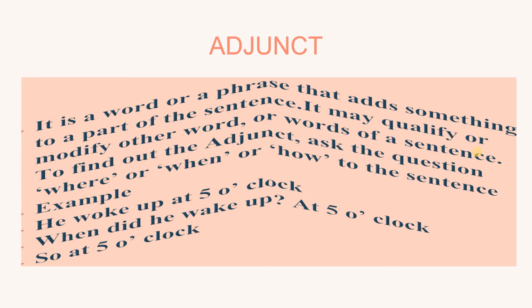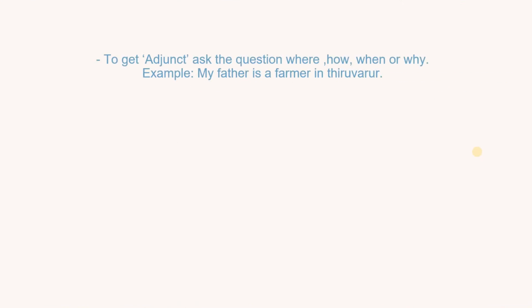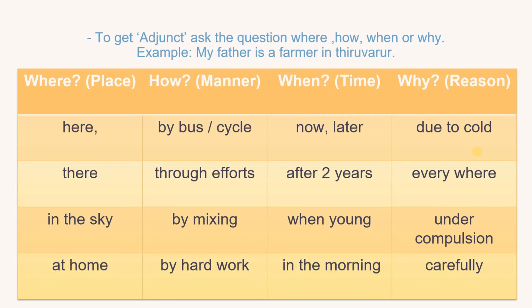He woke up at 5 o'clock. When did he wake up? At 5 o'clock. This at 5 o'clock is the adjunct. To get adjunct, ask the question where, how, when, why.